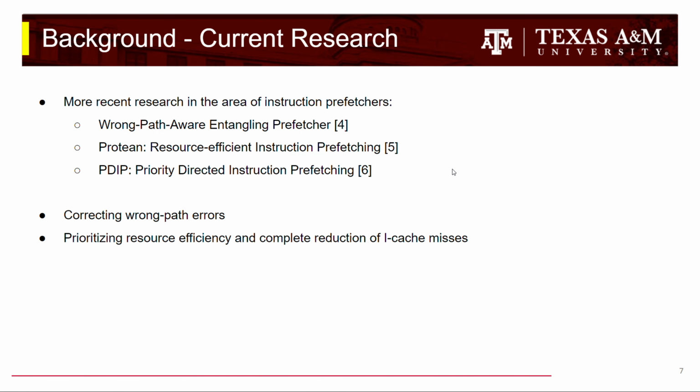Recent advancements in prefetching are making computers smarter about handling instructions. Let's break down a few of the latest technologies. Wrong path aware entangling prefetcher. Think of this as a smart assistant that helps correct mistakes before they happen. It spots when the computer is heading down the wrong path in processing instructions and quickly gets it back on track, which saves both time and resources.